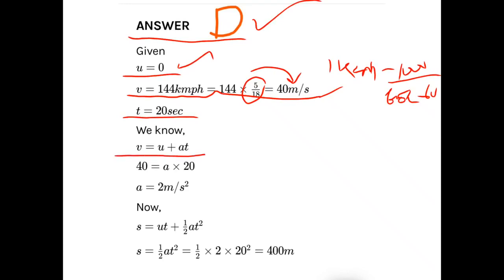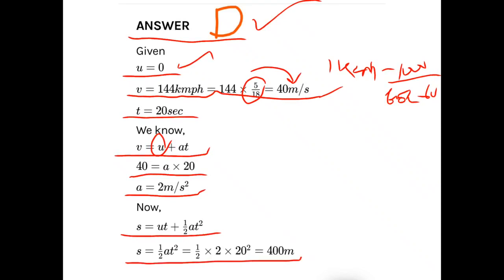We know the formula v equal to u plus at. So here u becomes 0. So 40 is equal to a into t. So a is equal to 2 meter per second square. If you substitute the value of a in the formula s is equal to ut plus half at square, you will get the distance traveled is 400 meter. So option D is the correct answer here.